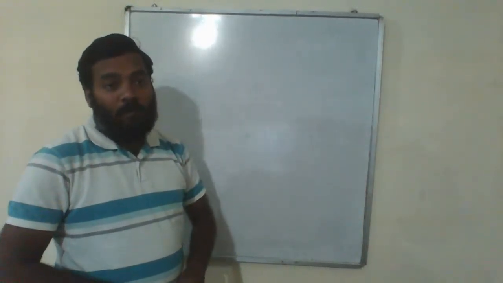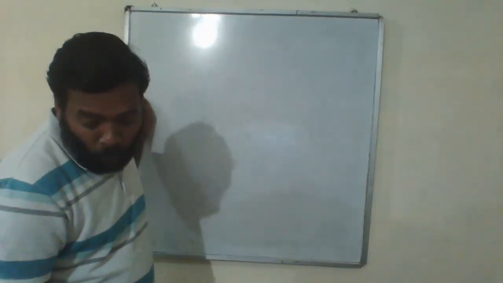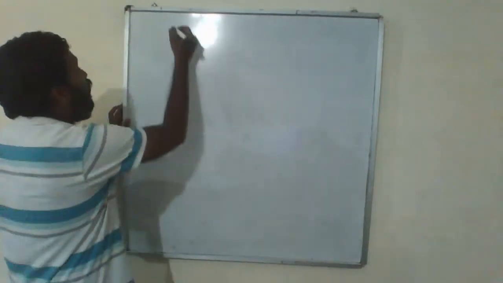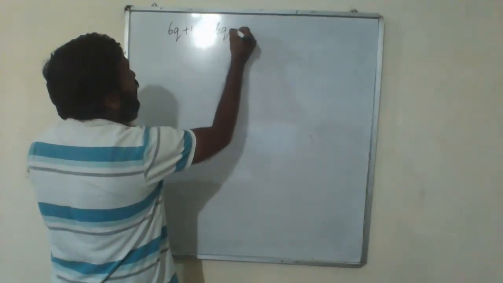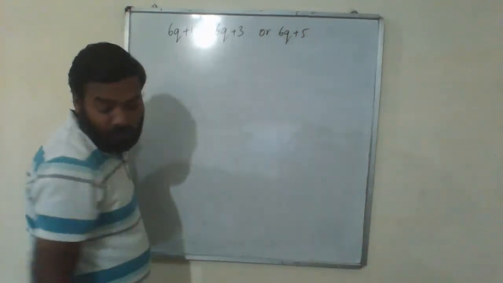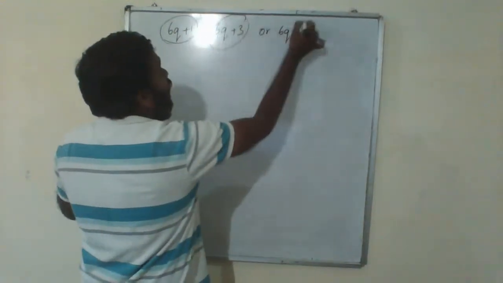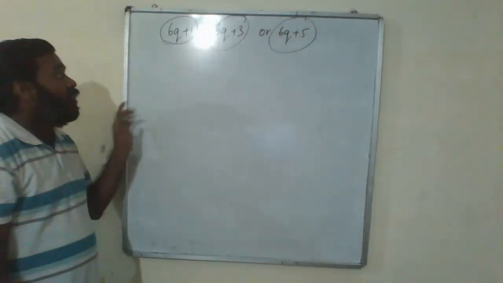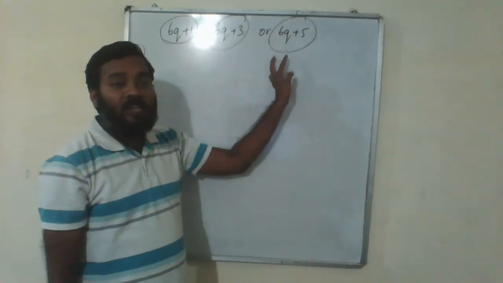First one: by using Euclid's division algorithm, show that any positive odd integer is of the form 6q plus 1 or 6q plus 3 or 6q plus 5. So we have to show that the odd positive integers are in the form of 6q plus 1, 6q plus 3 and 6q plus 5.